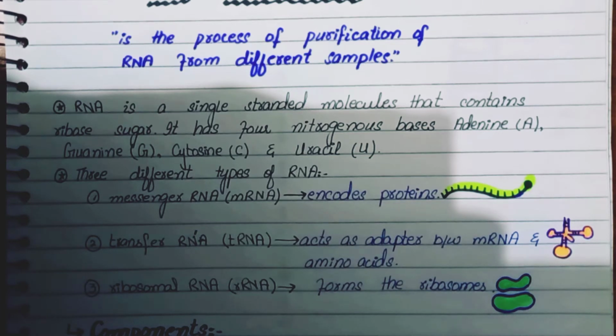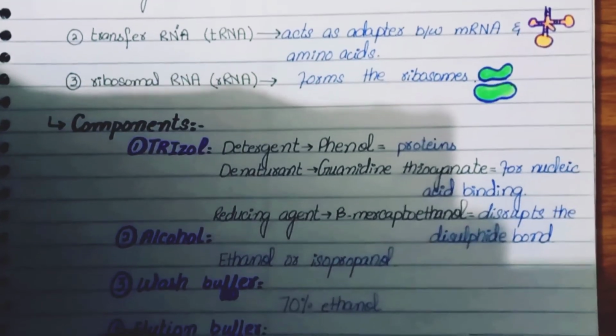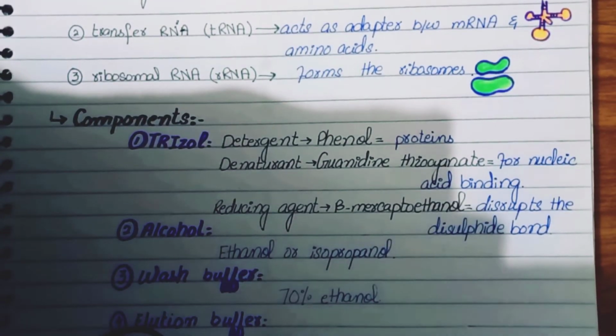So now we will see what different components we require for RNA extraction. Here we have the different components that we require for RNA extraction, and in this video we will discuss the TRIzol method. So the component that we are using for RNA extraction is TRIzol.